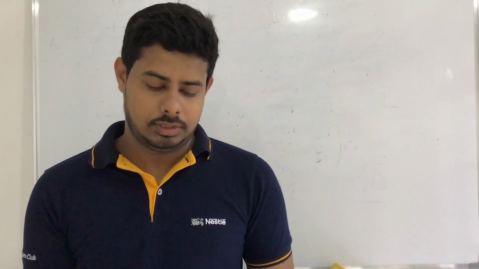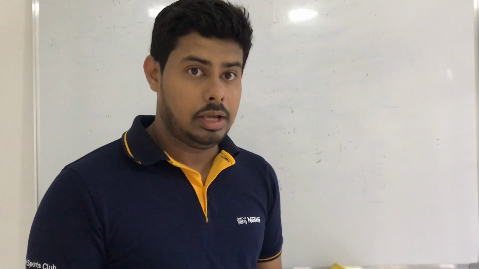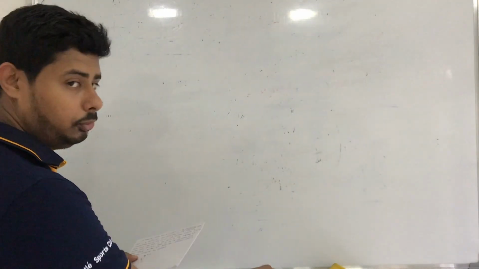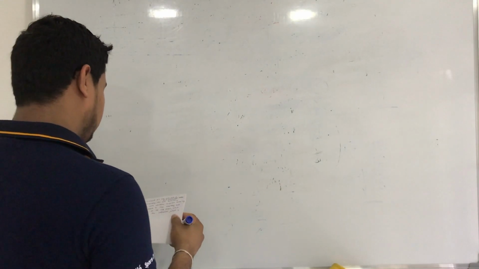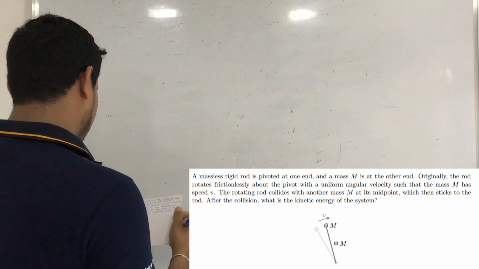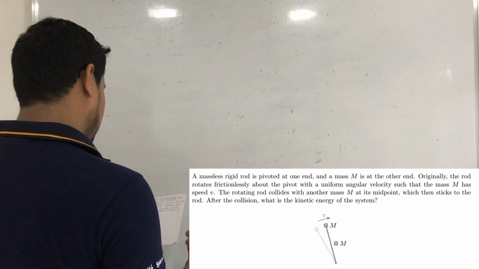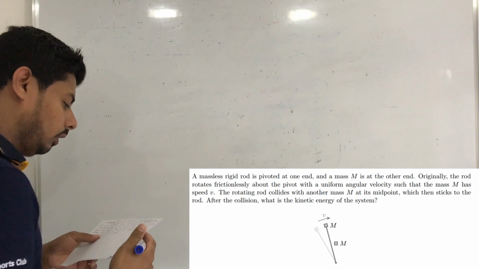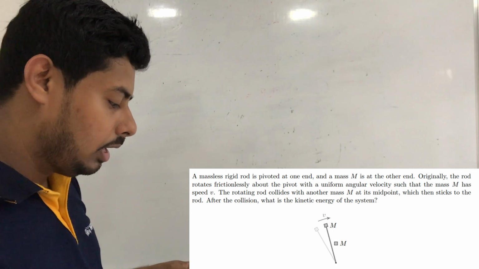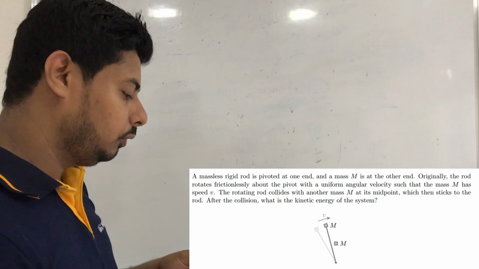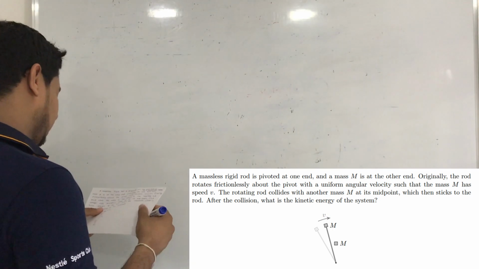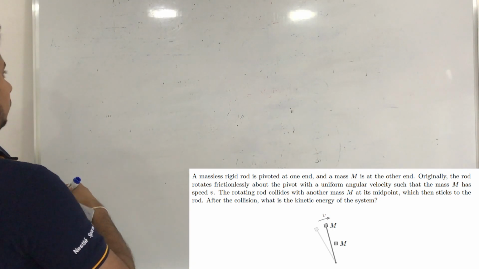Today I am going to discuss a question related to angular momentum. So let's move to the question. The massless rigid rod is pivoted at one end and a mass capital M is at the other end. Originally, the rod on a horizontal table frictionlessly rotates about the pivot with uniform angular velocity such that the mass capital M has speed v.